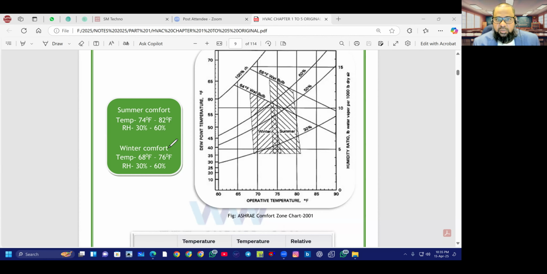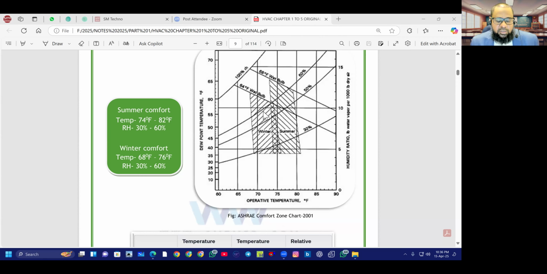Sir, in case RH is more than 60%, what will be the problem? Anyhow, this point also we'll discuss in chapter 4, but quickly I'll give you the idea. If the RH is more than the limit, you'll feel suffocation. And if the RH is less than the limit, you'll find dryness of skin.